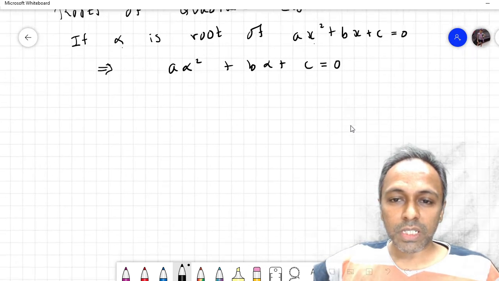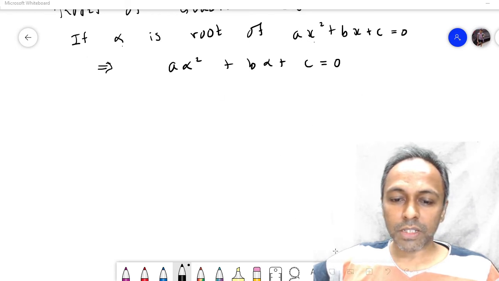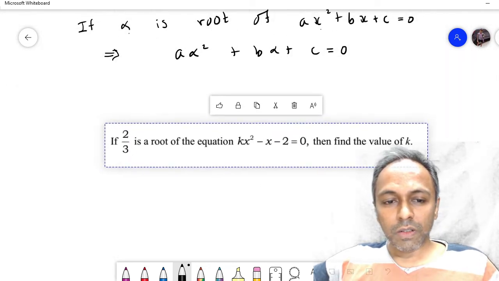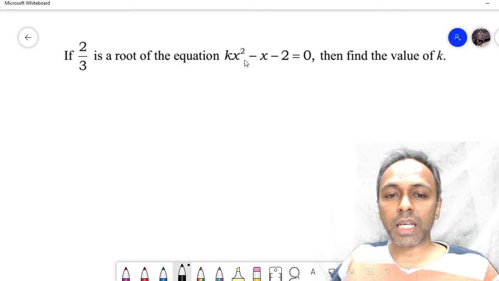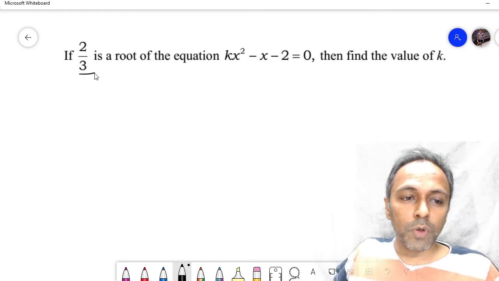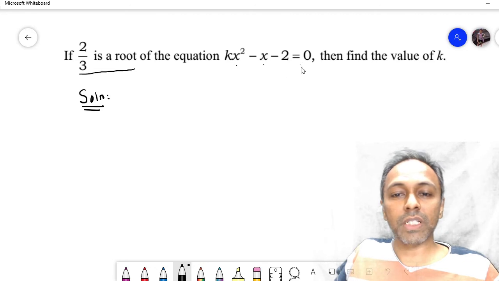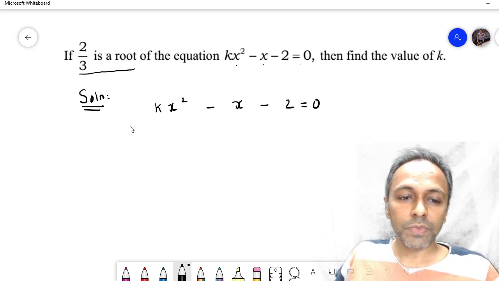Let us take an example to understand this better. Let me take this question. Question is, if 2 upon 3 is a root of the equation kx square minus x minus 2 equal to 0, find the value of k. Now if 2 upon 3 is a root, it means that this can be inputted in place of x and equality with 0 is maintained. So our first step can be, let us write the equation kx square minus x minus 2 equal to 0.